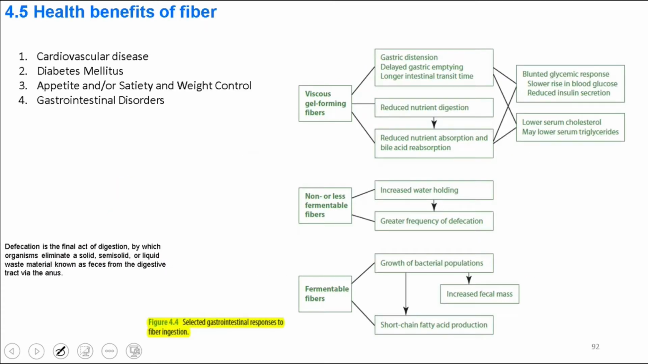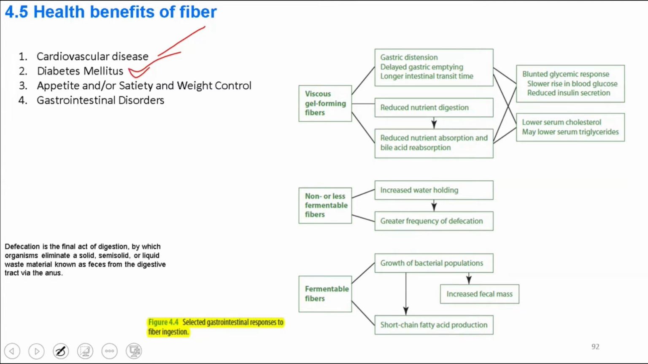So here is the important slide. So what are the benefits of fibers? Fibers actually protect us from the cardiovascular disease. If the proper amount of fiber is present in our food, it also protects us from the diabetes mellitus. So that's why it is said the brown flour is useful. The flour with bran is useful, but the white flour is not useful. That's why it is said the extract from the flour that is used to make the naan is not useful, but the brown flour is useful, that protects us from the diabetes mellitus.